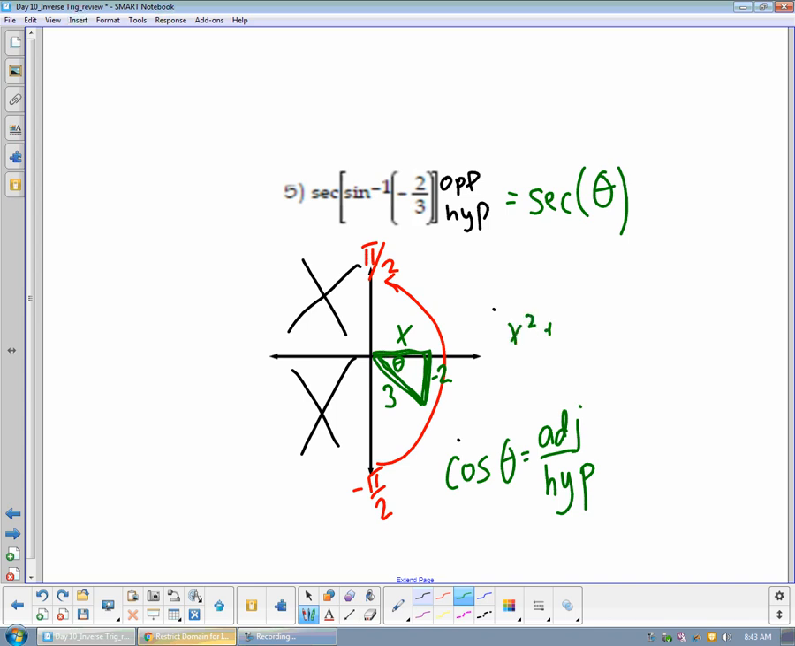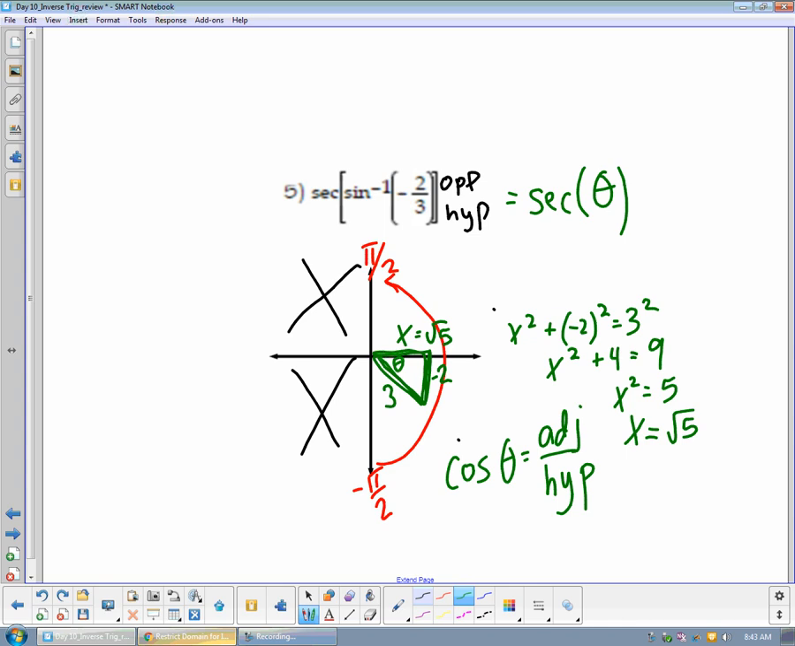x squared plus (-2) squared equals 3 squared. x squared plus 4 equals 9. That means x squared is going to equal 5. x equals square root of 5. It is going to be positive. Cosine's positive in the fourth quadrant.